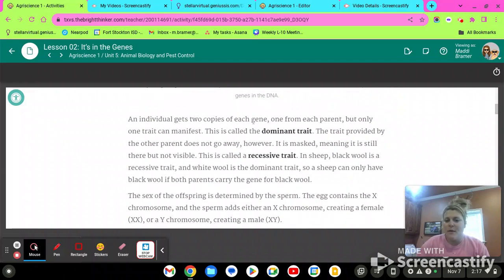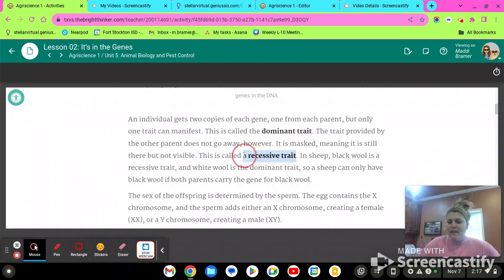So an individual gets 2 copies of each gene. You get one from each parent, right? Remember, you get a dominant trait and a recessive trait. The dominant is the trait that's going to manifest, the trait that's going to show. So you may have a mom that has red hair and a dad that has brown hair. Well, brown hair is the dominant trait. So you're going to get both those genes. However, the dominant one, the brown hair, is what you're going to have. That's why you have brown hair. Makes sense? The trait provided by the other parent doesn't go away. It stays there. It's hidden. It's called the recessive trait.